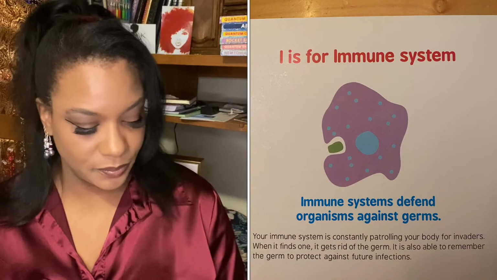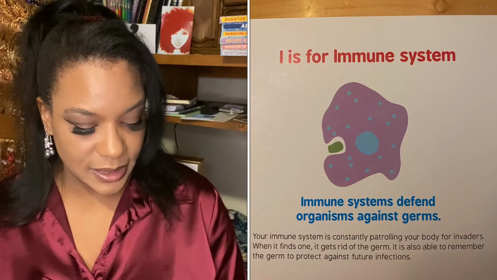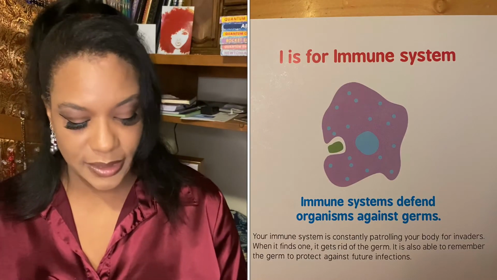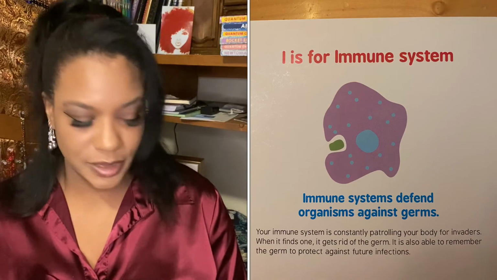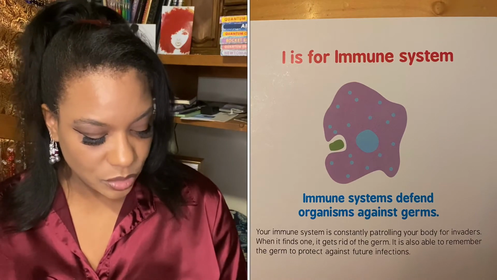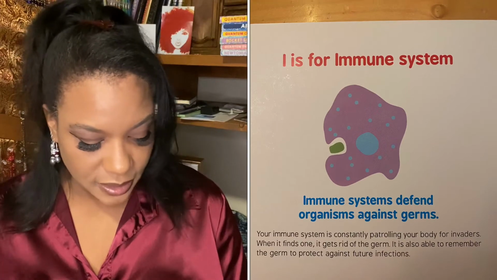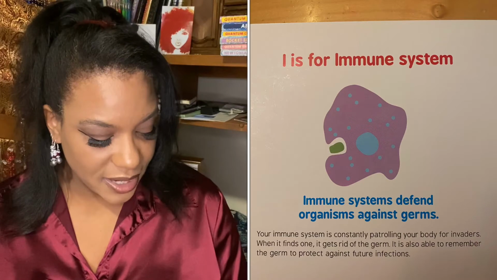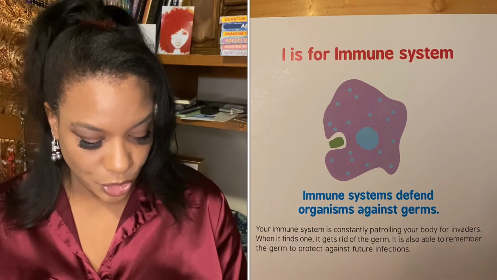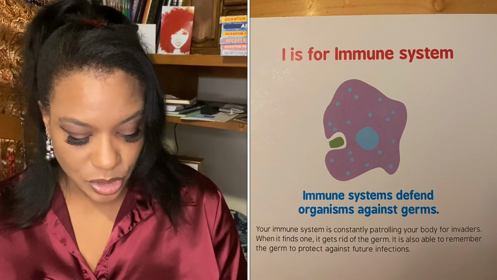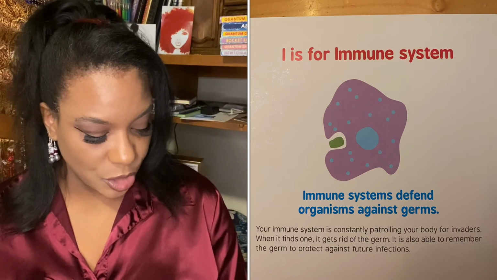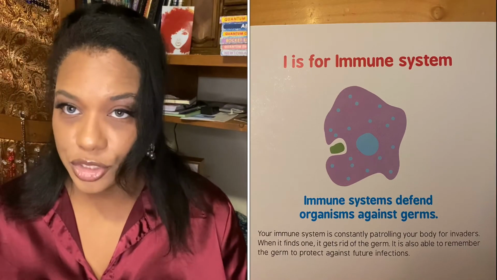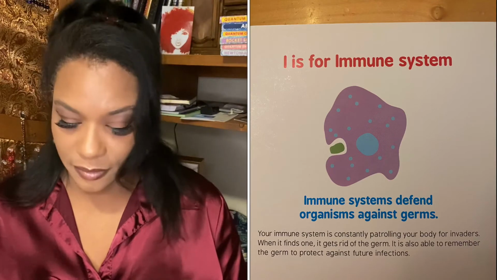I is for immune system. Immune systems defend organisms against germs. Your immune system is constantly patrolling your body for invaders. When it finds one, it gets rid of the germ. It is also able to remember the germ to protect against future infections. Your body is really smart.